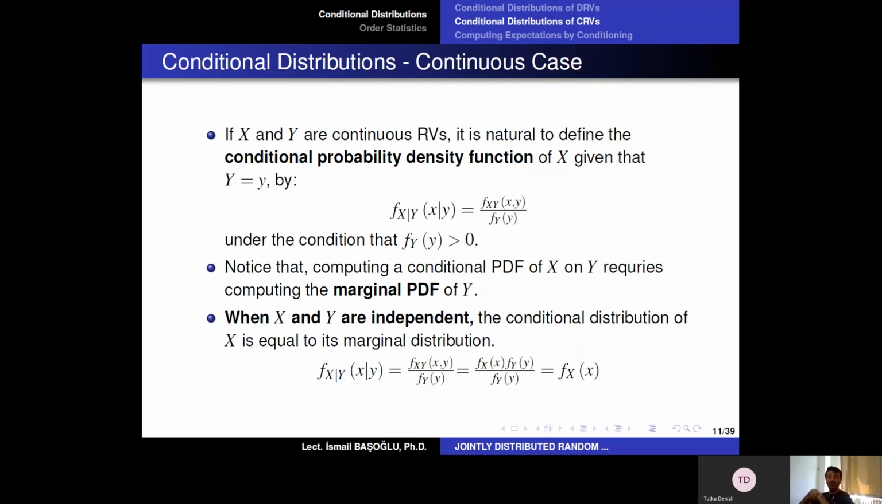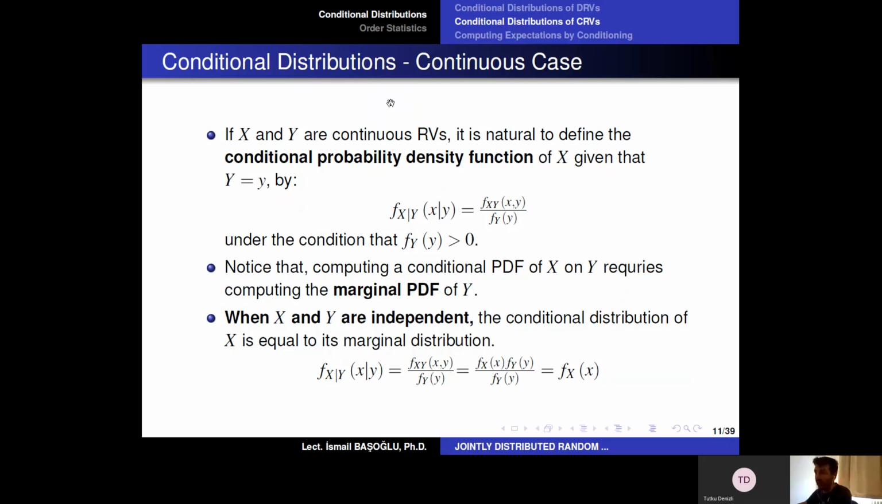Now we are going to move forward to conditional distributions of continuous random variables. Let me define the conditional distribution concept for the continuous case. For continuous random variables, the conditional distribution is going to be a conditional probability density function this time. Okay, conditional probability density function. So what does that mean?